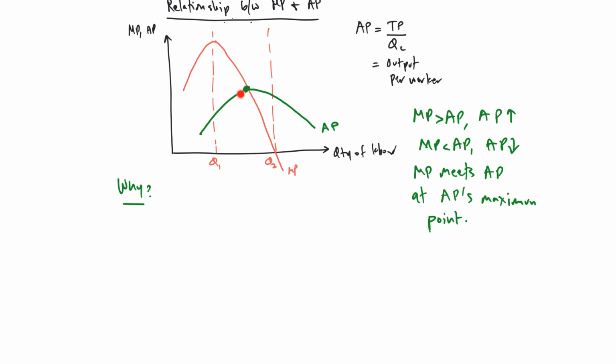So MP meets AP, AP was rising, life was going good. But as soon as MP meets AP, AP starts to fall because MP is really bad, so you become slightly worse. Does that make sense? That's the relationship between MP and AP.